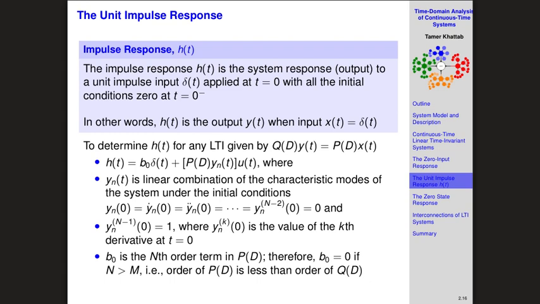But what we really care about is that this general formula allows you to figure out the impulse response h of t of a system by knowing only its input-output differential equation representation. It says that if I know this representation, of course this means that I know the Q and the P of D. If I know this, I can immediately calculate the impulse response of this system by applying this equation.